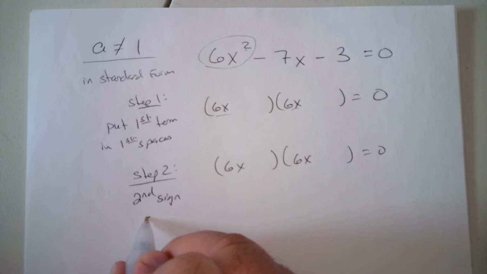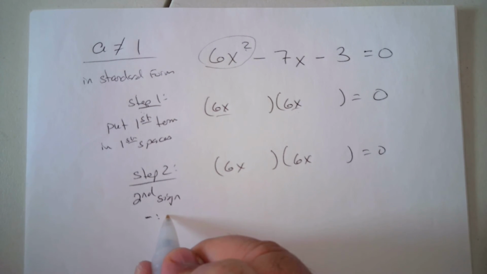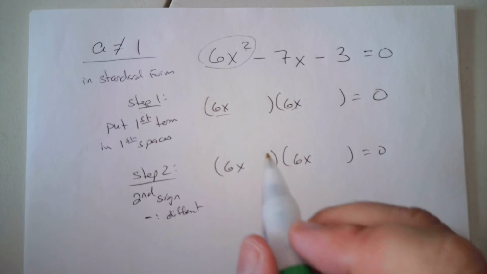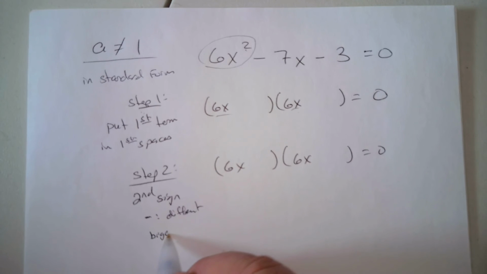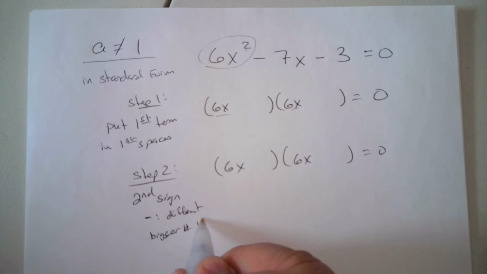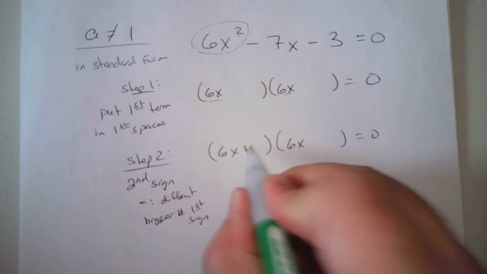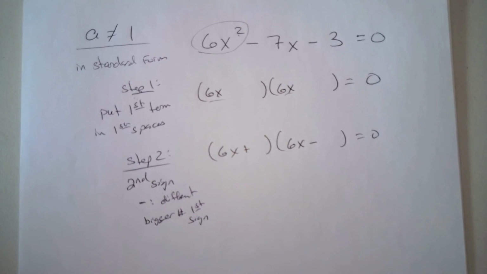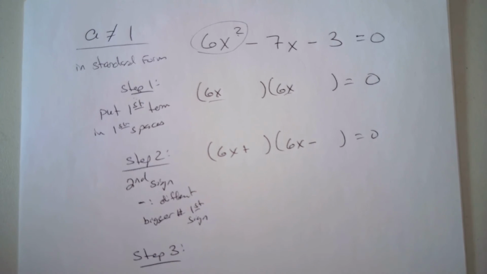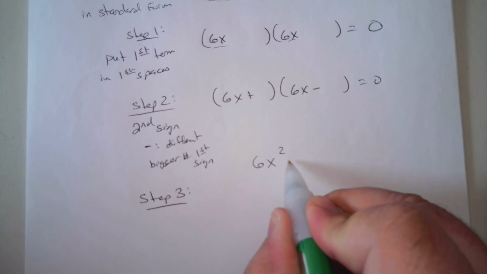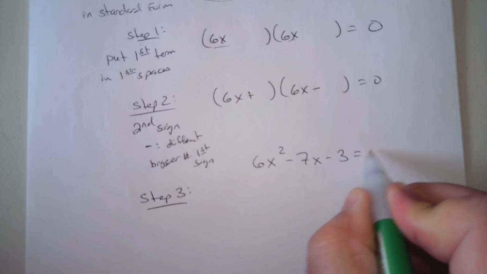Since the second sign's a minus, the signs are different. Bigger number gets the first sign. So one's going to be positive, one's going to be negative. So far everything is the same we've been doing all along. Step 3 is where it changes. Remember, our equation was 6x squared minus 7x minus 3.